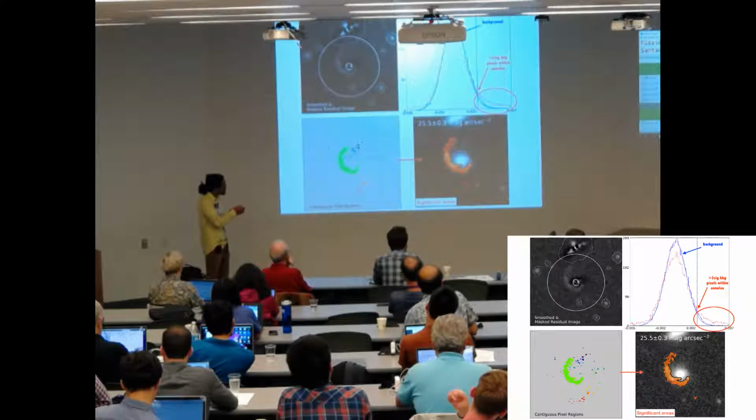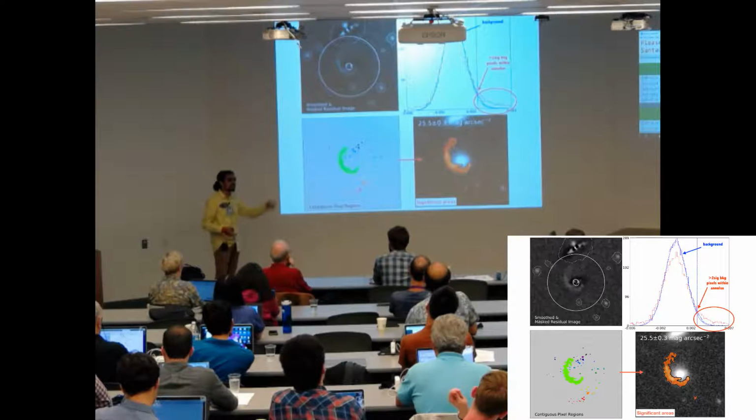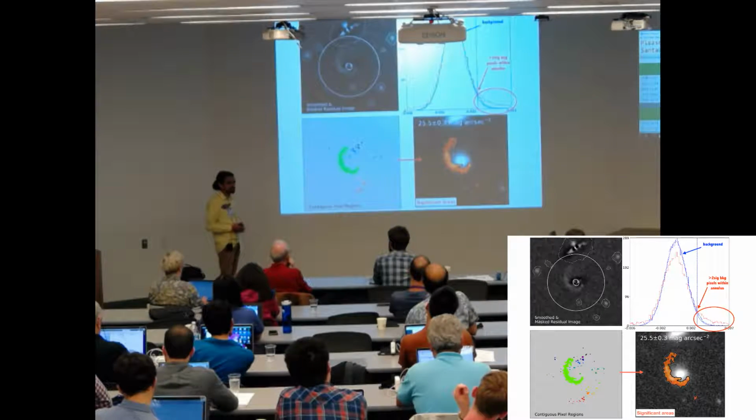The extracted feature is overlaid in this red shading, and I quantify the surface brightness of that particular feature. In this example, it looks like an arm-like feature with surface brightness 25.5 magnitudes per square arcsecond in the H band, which is 1.6 micron on Hubble Space Telescope.